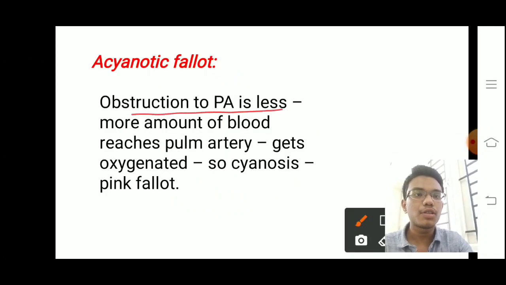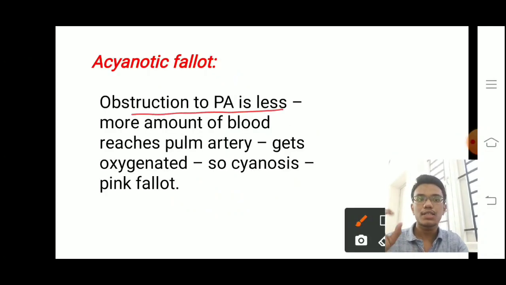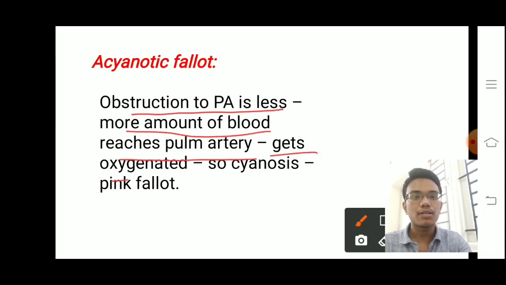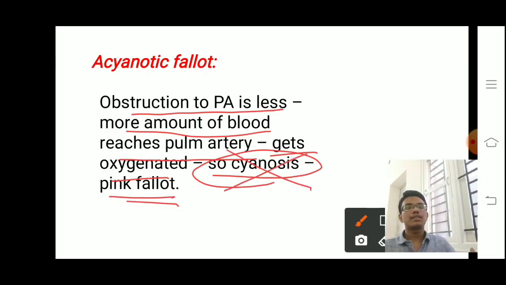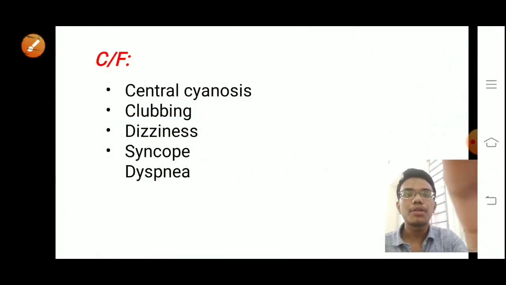The obstruction to the pulmonary artery is less, that means the stenosis is minimal, so more blood can reach the pulmonary artery and get oxygenated, so cyanosis will not occur, and this condition is also called pink Fallot. And now coming to the clinical features.